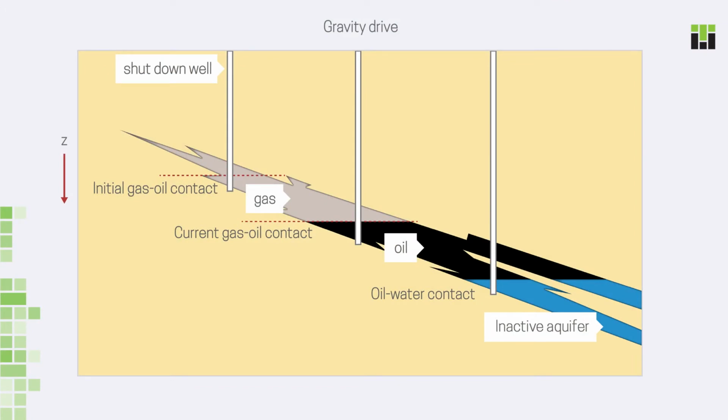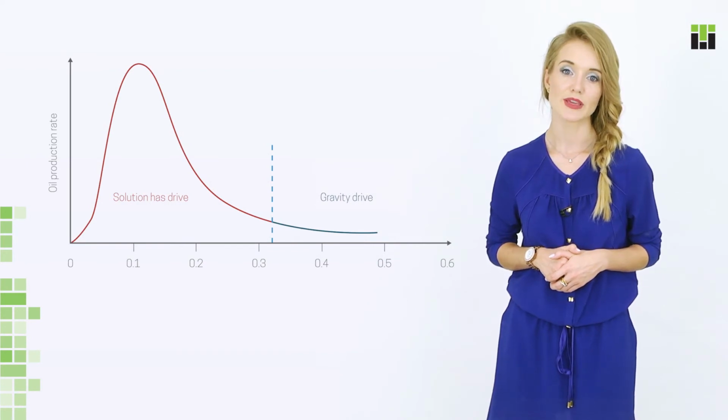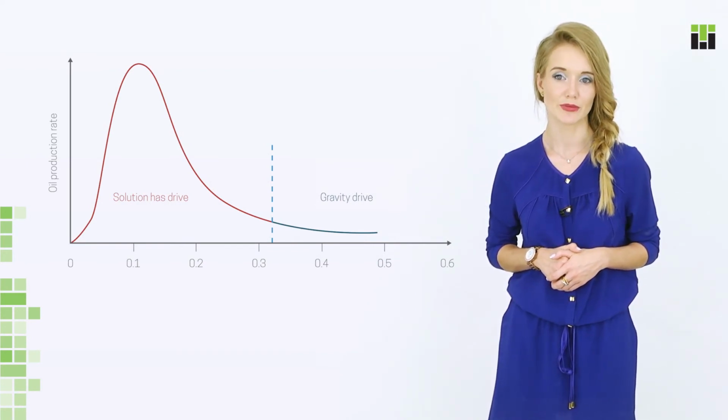Gravity drive uses oil heaviness as a driving force. It happens that the pay zone is completely isolated from water, and there is no gas, free or dissolved. Such a situation is rather rare. It usually occurs at a late development stage in a reservoir that was previously driven by solution gas. This drive method can be efficient in steeply dipping reservoirs.